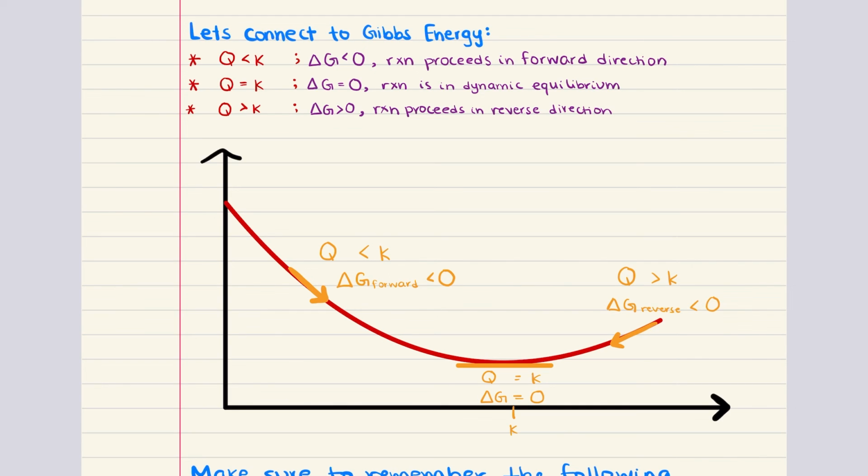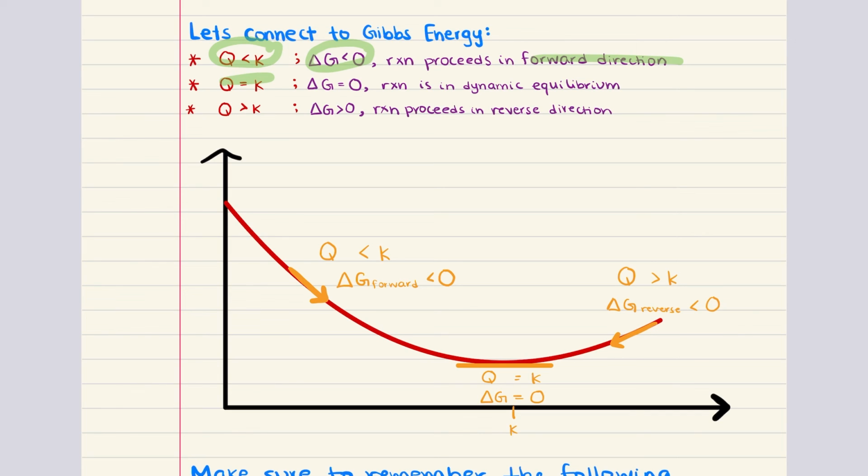Now, when the equilibrium constant is greater than the reaction quotient, then delta G is less than 0. The change in Gibbs free energy is negative, indicating that the forward reaction is spontaneous. The reaction will proceed in the forward direction to convert reactants into products until equilibrium is reached.